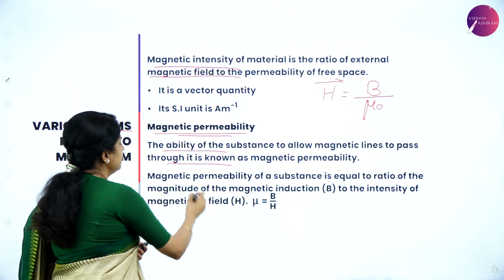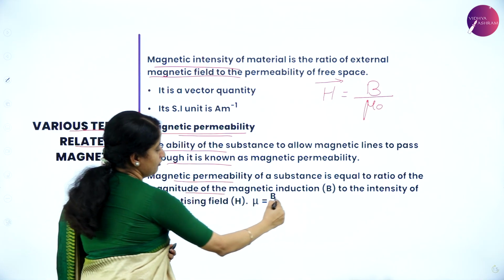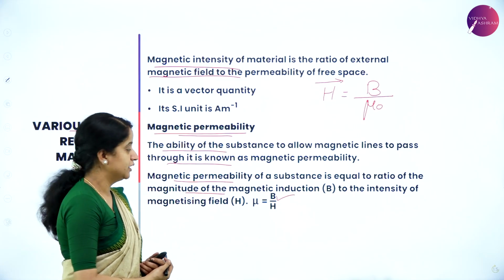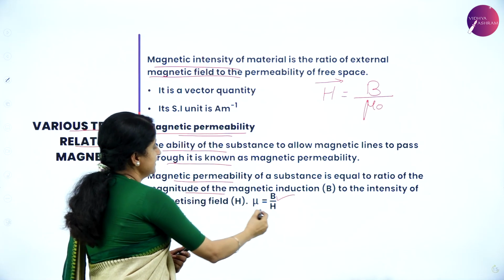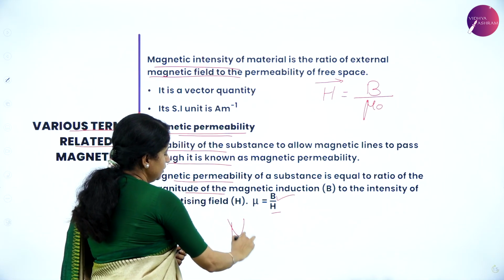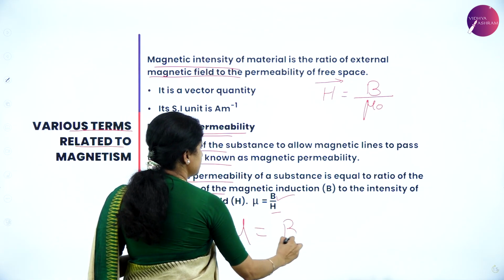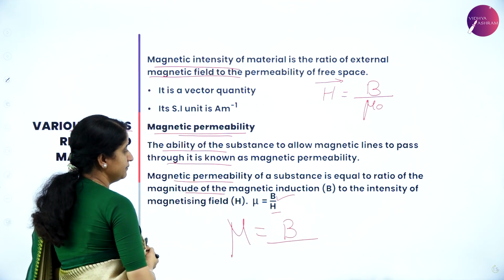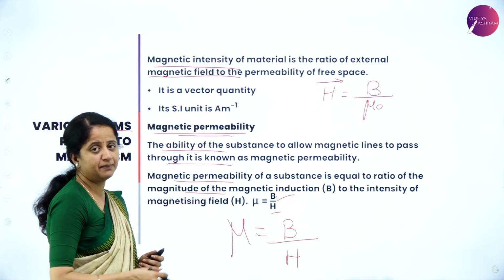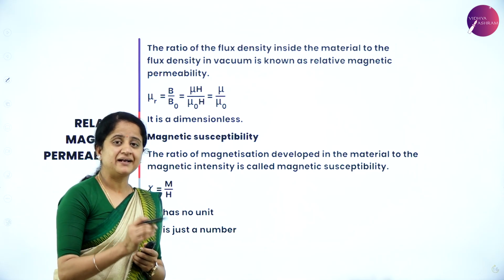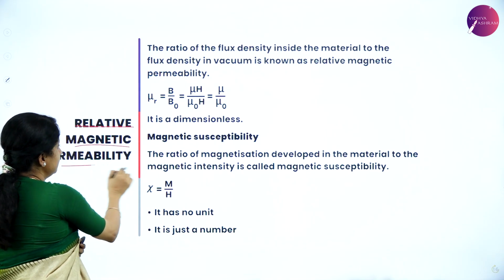The magnetic permeability of any substance is equal to the ratio of the magnitude of magnetic induction, that is B, to the intensity of the magnetizing field, that is H. It is denoted by mu. Mu is magnetic permeability, which is equal to the ratio of magnetic induction B to the intensity of the magnetizing field H, that is B divided by H. Now we know about magnetic permeability. Let us understand what is relative magnetic permeability.